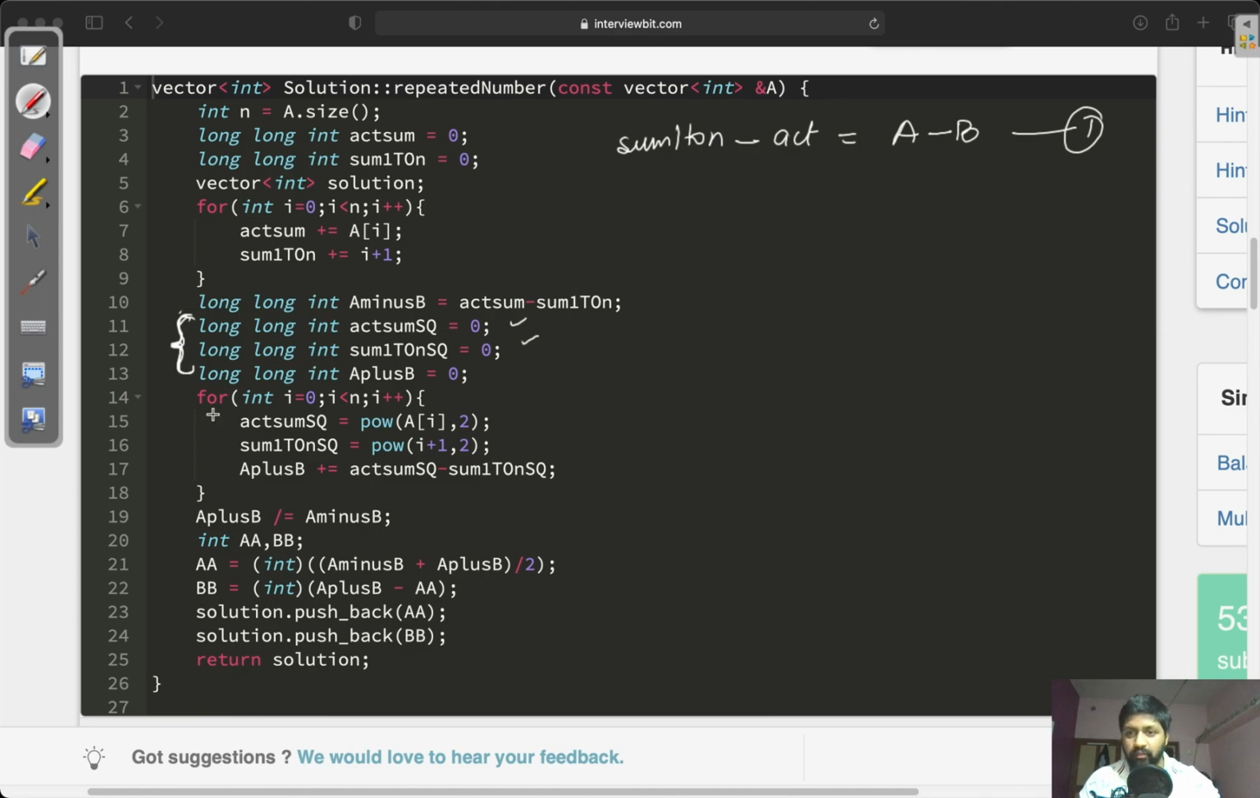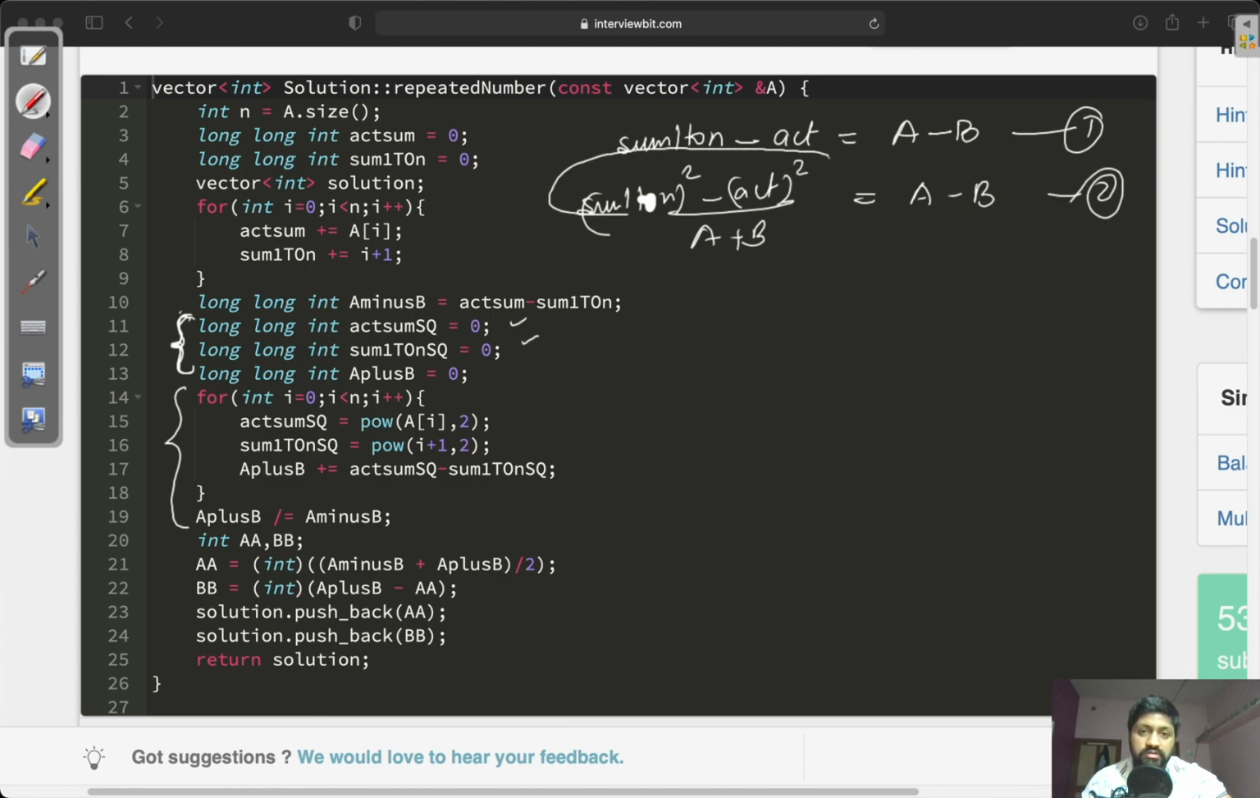Without using any formula, we just iterate over the loop, and I have shown you that a plus b is equal to sum from 1 to n square minus actual square upon a minus b. This was the second equation. Sorry, this was a minus b and this was a plus b. So what I am doing is sequentially adding these values of actual sum square minus sum from 1 to n square as and when we are iterating over all the elements. We are not doing this at once because there may be chances of an overflow condition.